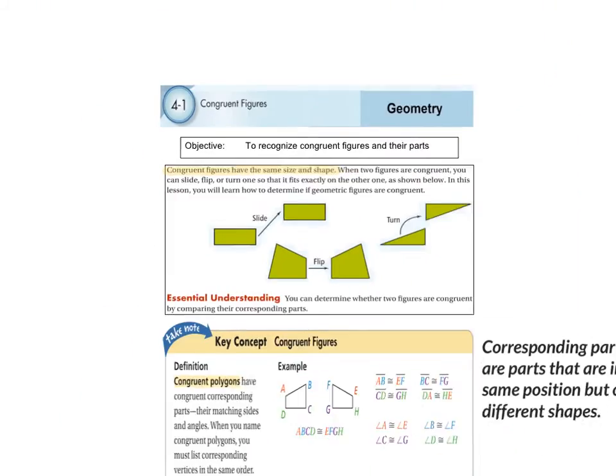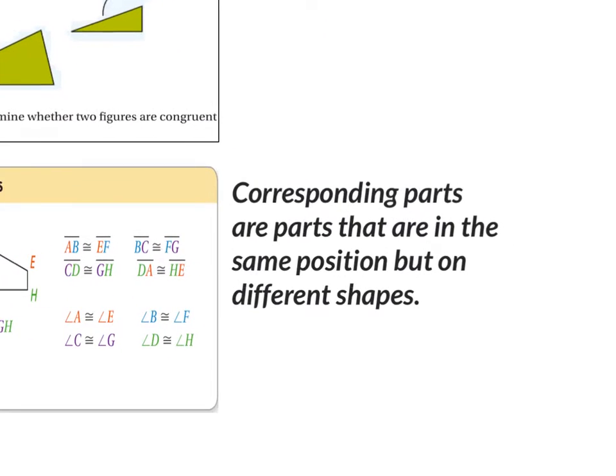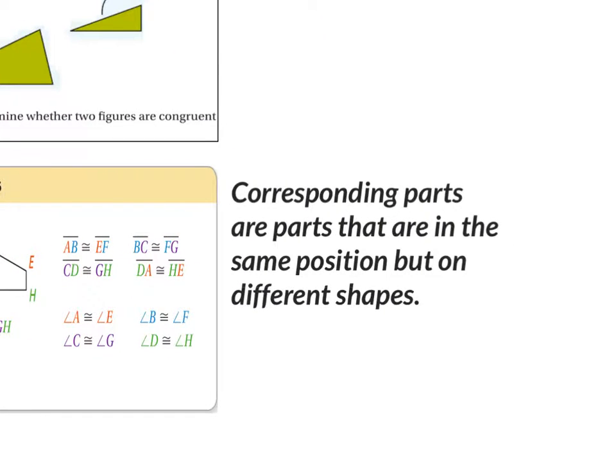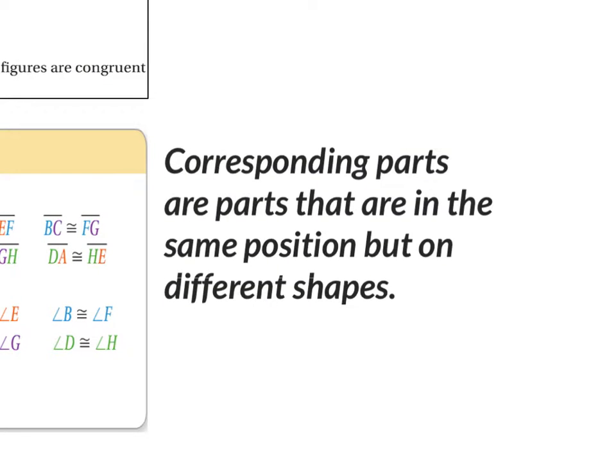Now, corresponding parts. This part's not in your notes, but you might want to write this down. Corresponding parts are parts that are in the same position but on different shapes. We've talked about corresponding angles before. These are very similar. We talked about top left, top right, all that kind of stuff when we had parallel lines. Corresponding parts are kind of the same thing. It's an angle or side that's in the same position, but on two different shapes. You might want to write this down in your notes as well.